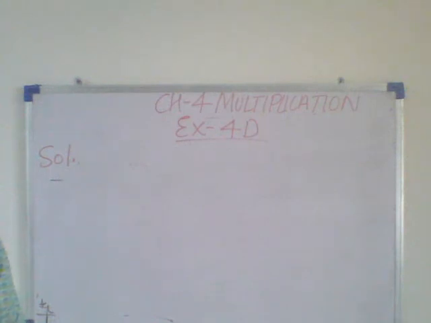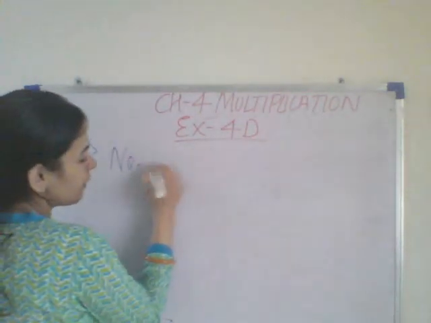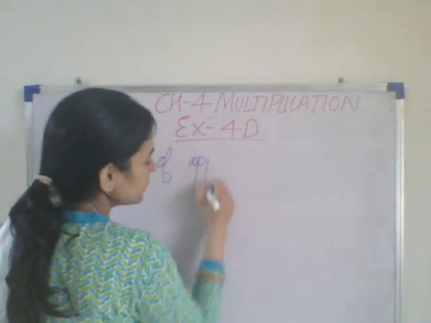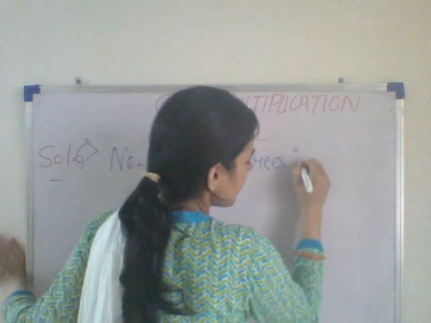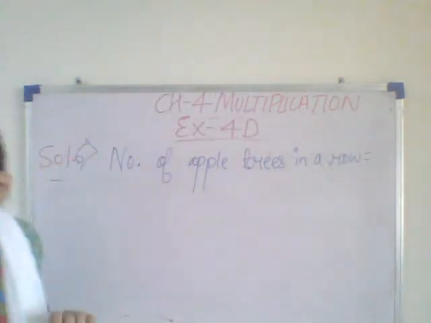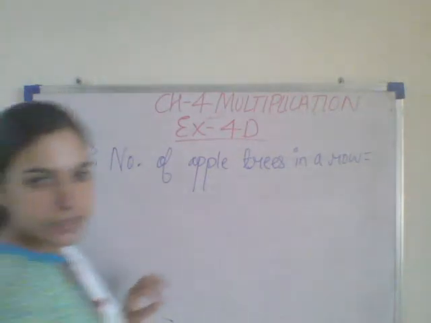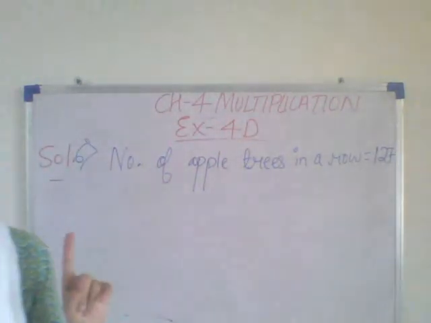Let us do question number 6. In a farm, there are 127 apple trees in a row. So, number of apple trees in a row. I am doing solution 6. Here the number of apple trees in a row is given. It is 127. This many apple trees are there in one row.